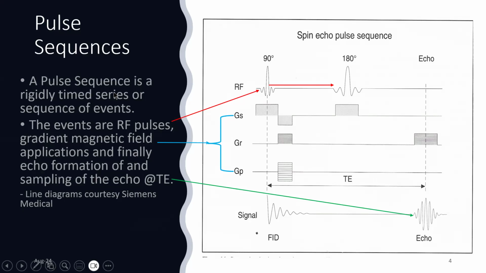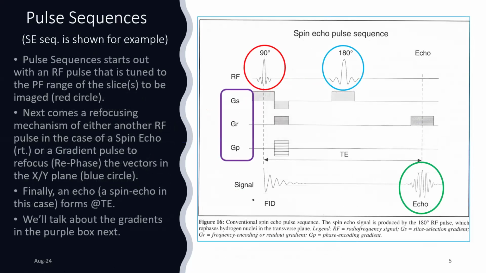So a pulse sequence is a rigidly timed series or sequence of events. There's RF pulses, there's gradient pulses, and there's echo formation. Now, this particular line diagram comes courtesy of Siemens Medical. I don't want you to think that I did this. I've had this for decades. I've been using this one. Okay, so we have excitation pulse. That's what kicks off everything.